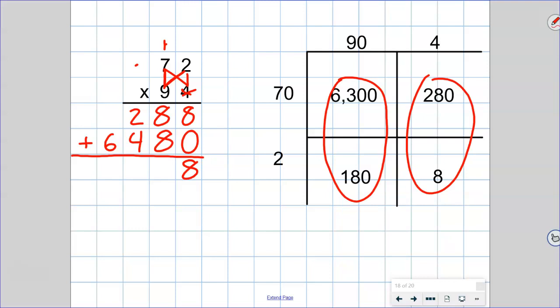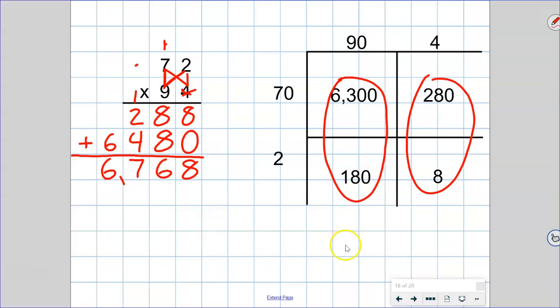8 plus 0 is 8. 8 plus 8 is 16. Carry the 1. 4, 2, and 1 makes 7. And 6 plus nothing is 6. 6,768.